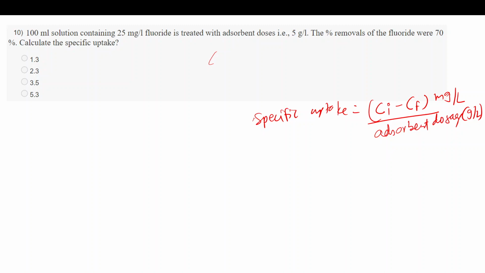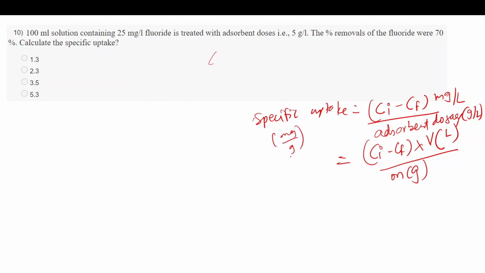If you don't know the adsorbent dosage in gram per liter, you can use the other formula, which is Ci minus Cf into the volume of solution in liters, divided by the mass of adsorbent, which should be in grams. You need to maintain the units to get the specific uptake in milligrams per gram. We are given the adsorbent dosage in gram per liter and the concentration in milligram per liter, which is convenient. So let's put in the formula.